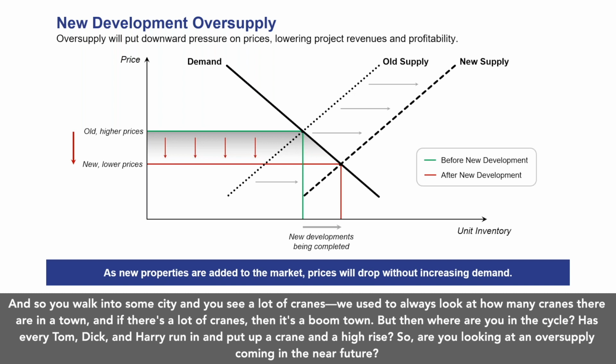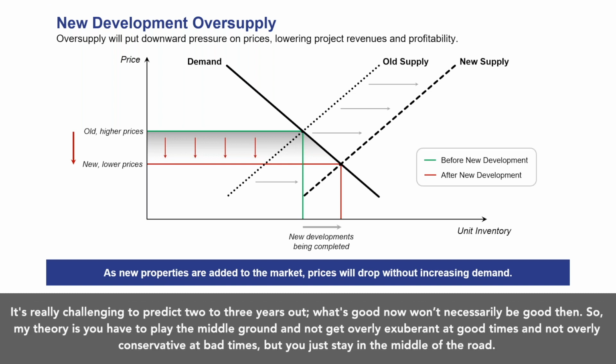But then where are you in the cycle? As every Tom, Dick, and Harry runs in and puts up a crane in a high rise, are you looking at an oversupply coming in the near future? It's really challenging to predict 2 to 3 years out. What's good now couldn't necessarily be good then.